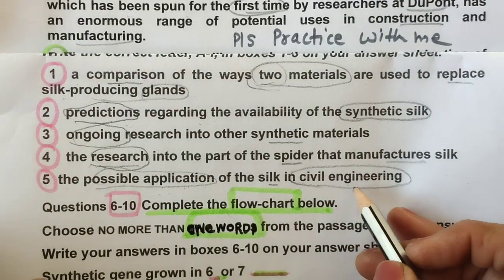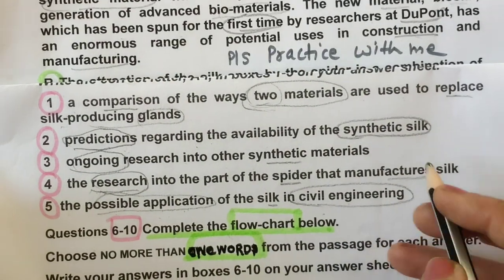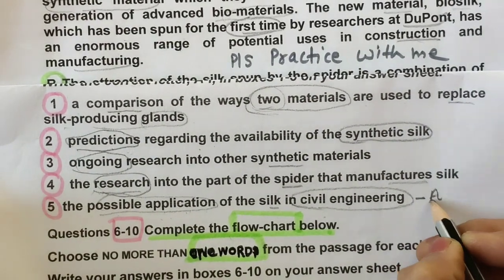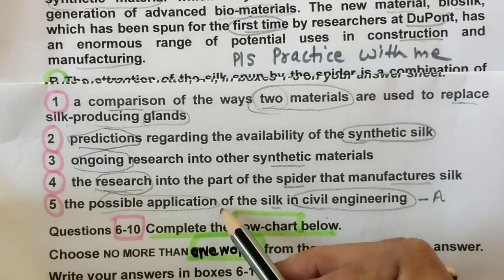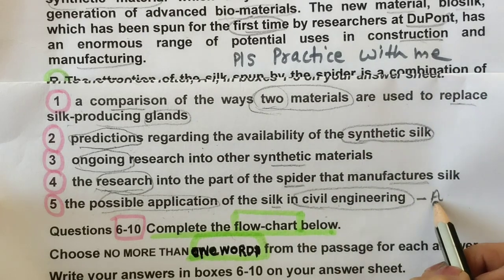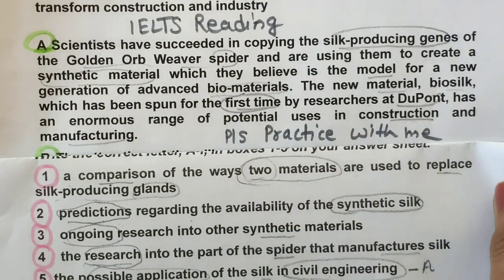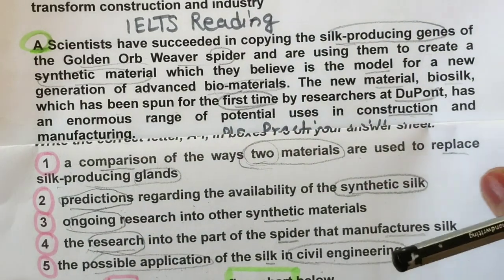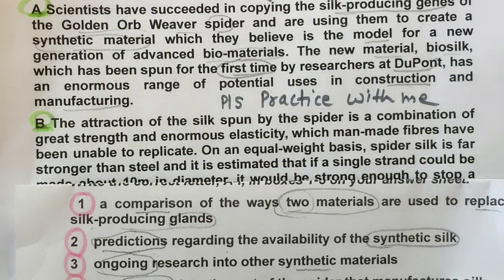Many students will mark this construction and manufacturing as civil engineering. So initially you can mark this A paragraph. Then if we find a better match for potential application in civil engineering, we can change this answer. So you can read it again. Pause the screen. Now let's move to paragraph B.